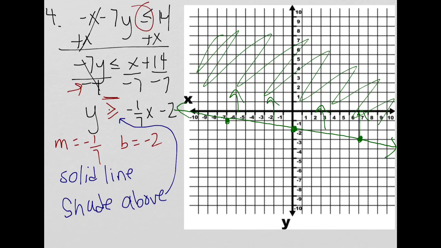And then the 4th one, you got to rearrange it. You are in the process dividing by a negative, so you need to flip that sign, which I have highlighted right here. Solid line now shaded above, not below like we thought we were going to have to do.